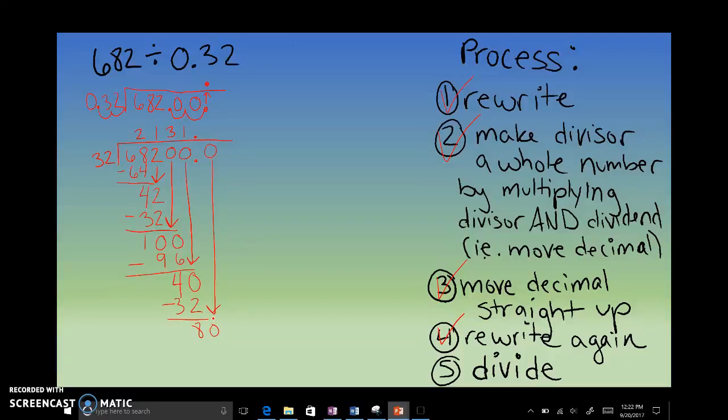Ask ourselves, how many times does 32 go into 80? We're going to have to use 2 times. We have 64. When we subtract, we get 16. Bring down one more 0. 160. We're going to ask ourselves, how many times does 32 go into 160?